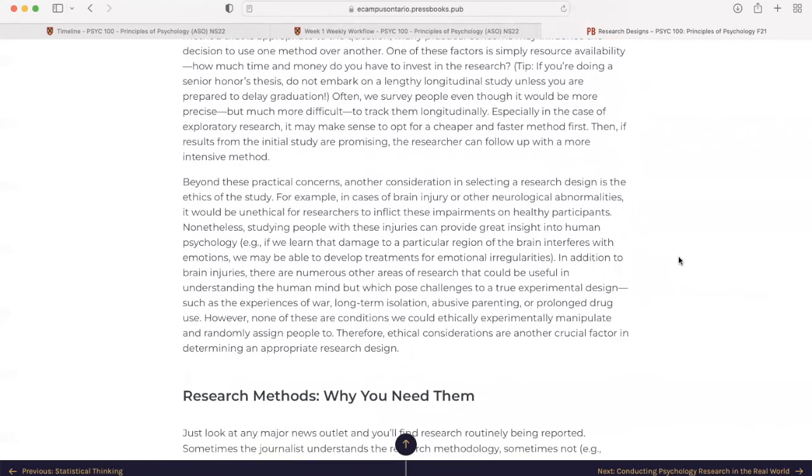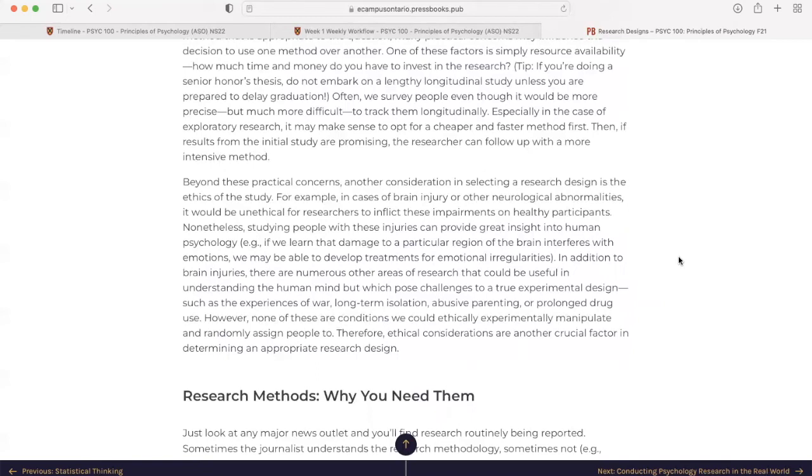Beyond these practical concerns, another consideration in selecting a research design is the ethics of the study. For example, in the case of brain injury or other neurological abnormalities, it would be unethical for researchers to inflict these impairments on healthy participants. Nonetheless, studying people with these injuries can provide great insight into human psychology.